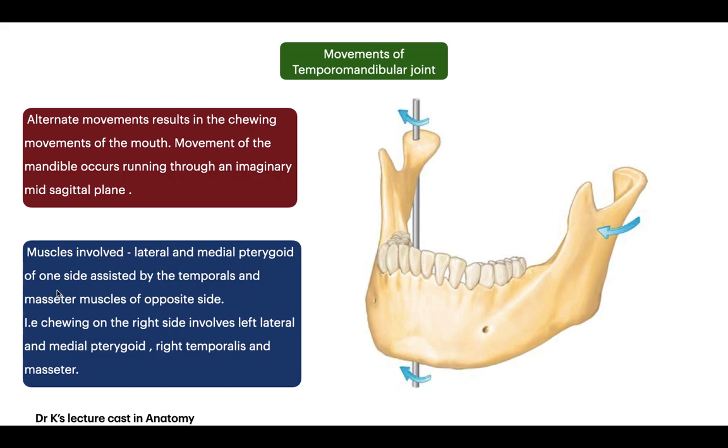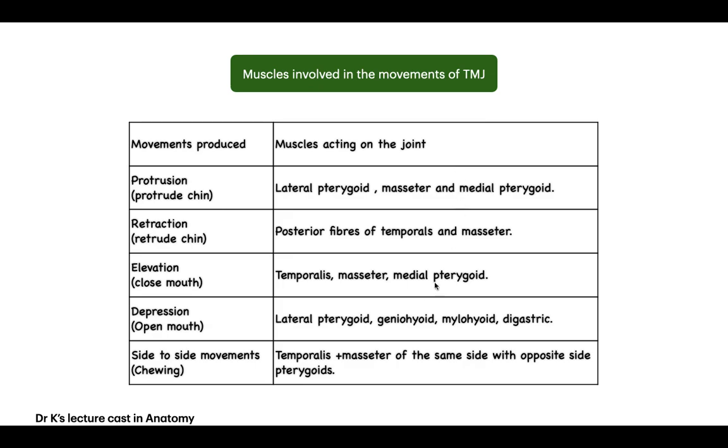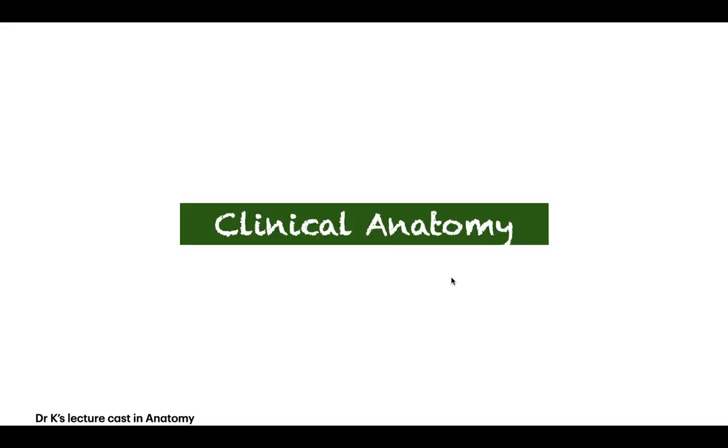Lateral and medial pterygoid of one side, assisted by temporalis and masseter muscle of the opposite side. Chewing on the right side involves left lateral and medial pterygoid, right temporalis and masseter. I have summed up the movements produced and muscles acting on the joint. For a quick reference, you can pause here, take a look at the tabular column, so that it will be important for you to answer a question where they ask what are the movements of the TMJ and what are the muscles involved. You can tabulate it to make the presentation look in a much better way.